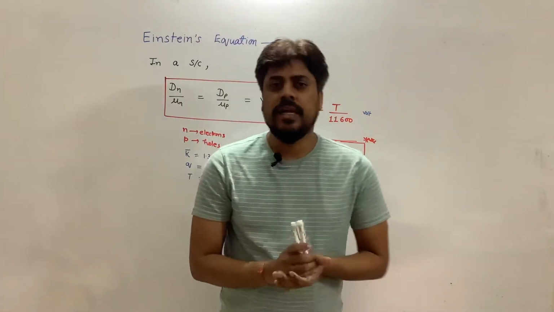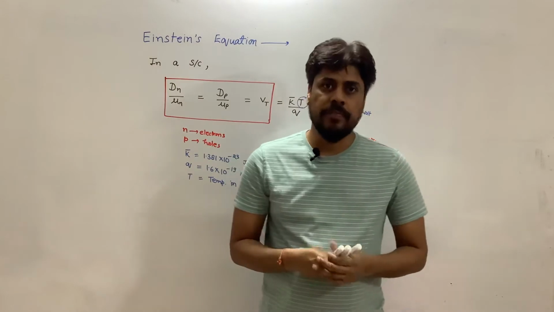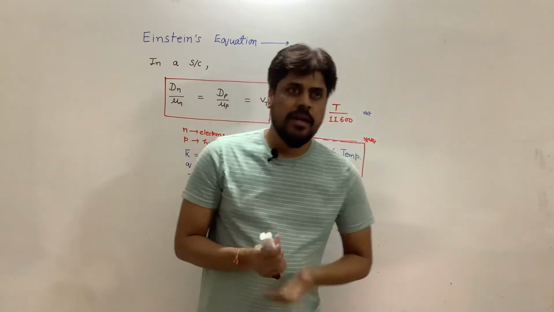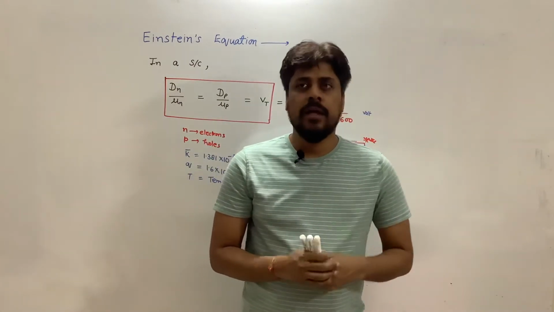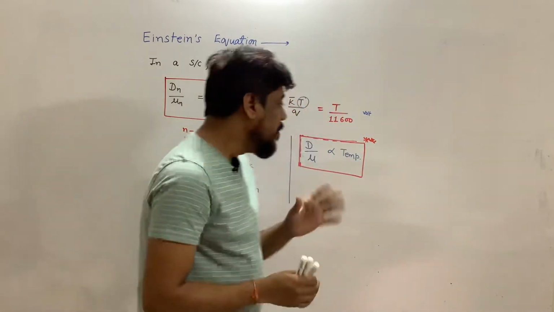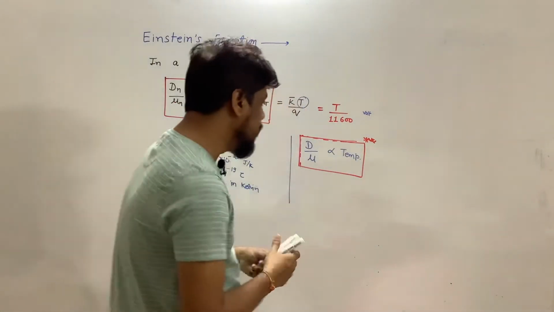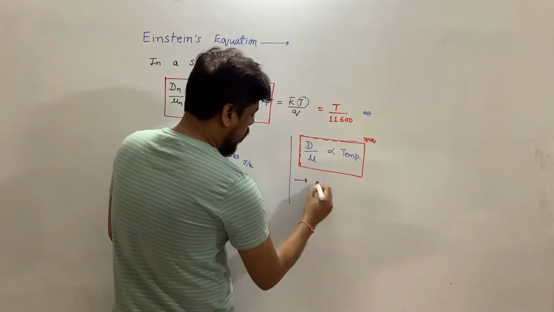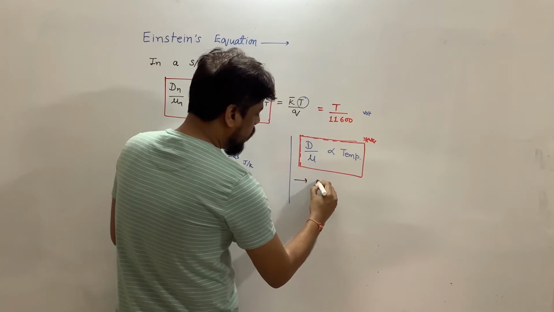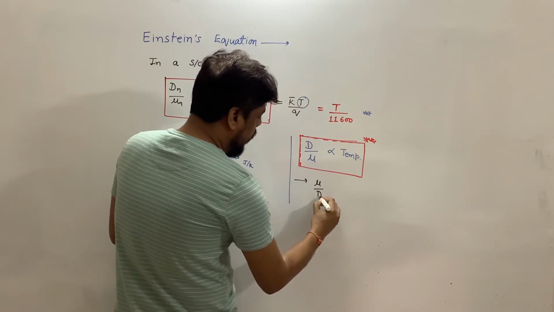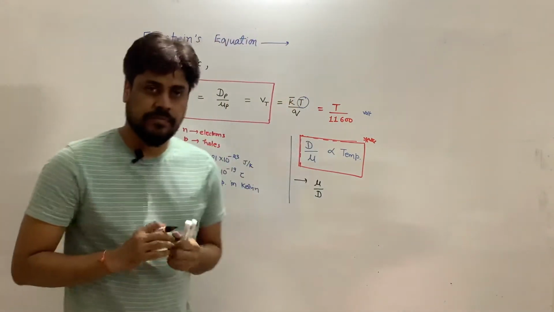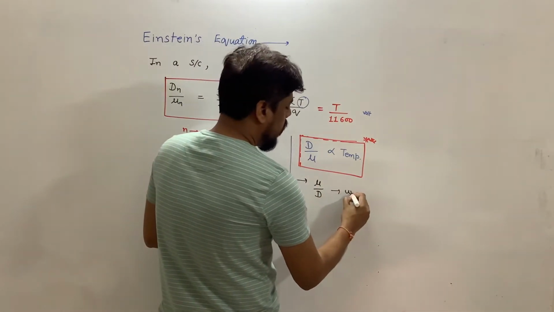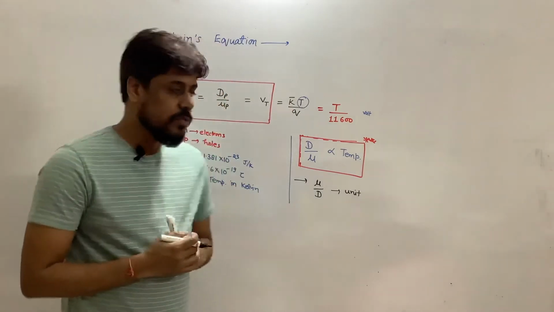Now the point is, why is this so important from the GATE point of view? Around 1997, 1998 and 2009, the same question came from this topic. What is the question? The question is, what is the unit of mobility divided by diffusion constant? So we can check here.